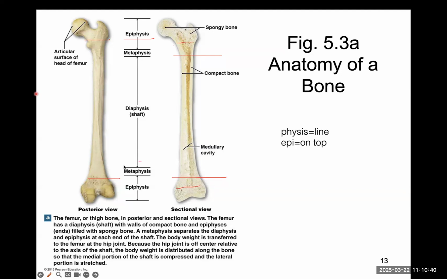And then there's this word called metaphysis. So that's where the epiphysis is connected to the diaphysis basically. So that's where the metaphysis would be. The word meta means beyond.